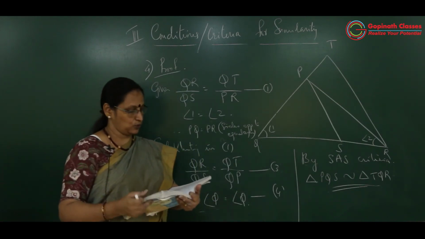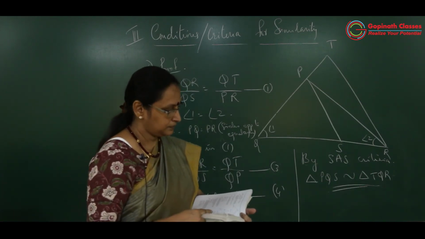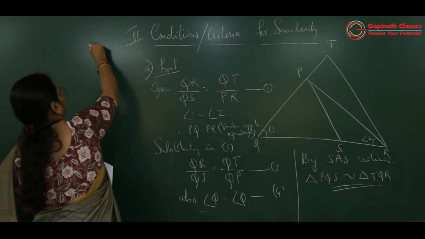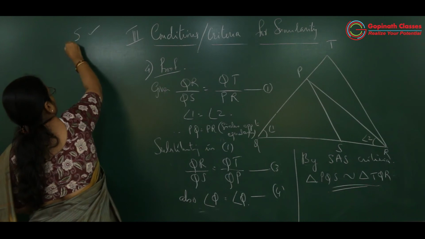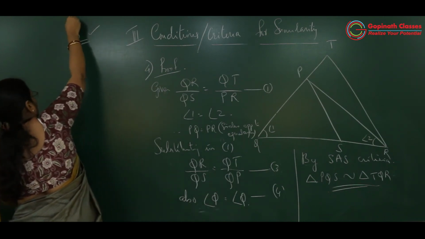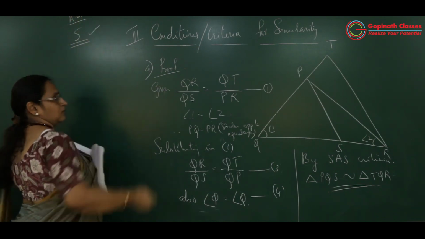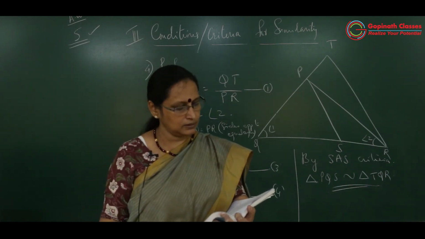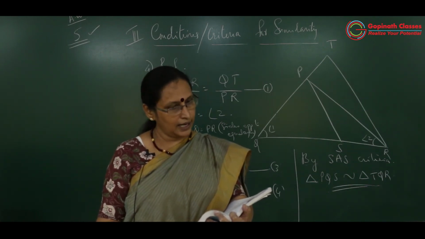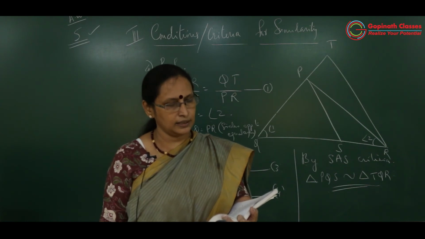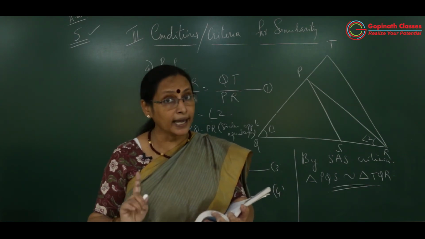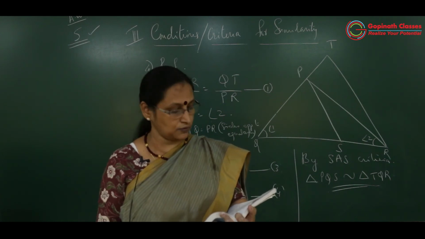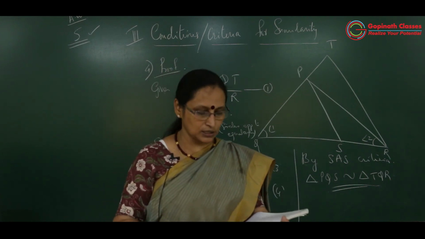Okay, this is the fourth question. Now, the fifth question, I would suggest you can go for your homework or self work, and it is very simple. One angle is given and one angle you will get. So by AA, you can clearly prove these two triangles are similar. So please do this fifth question. I would come to the sixth question.